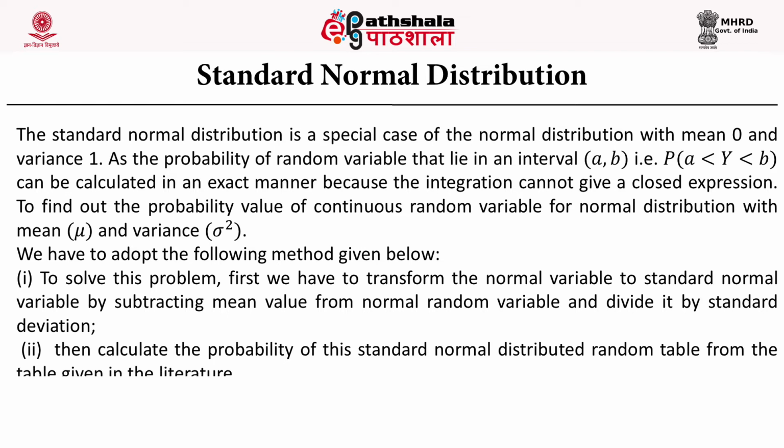First, to solve this problem, we have to transform the normal variable to a standard normal variable by subtracting the mean value from the normal random variable and dividing it by the standard deviation. Second, we then calculate the probability of the standard normal distributed random variable from the table given in the literature.